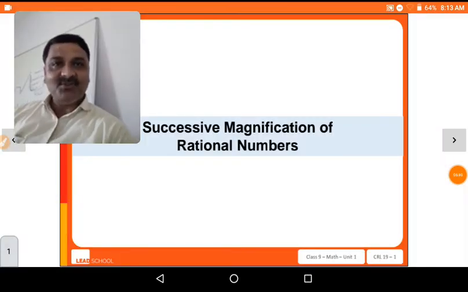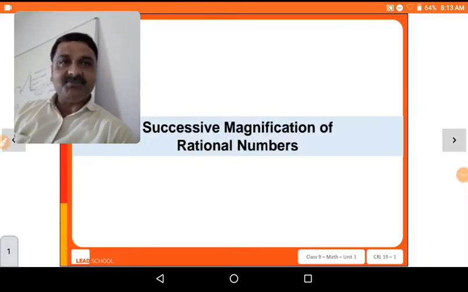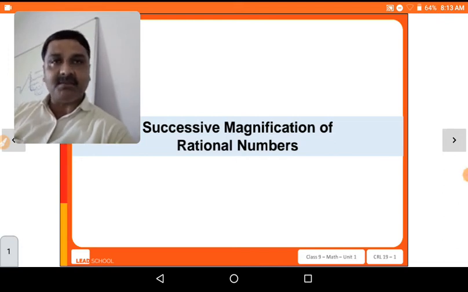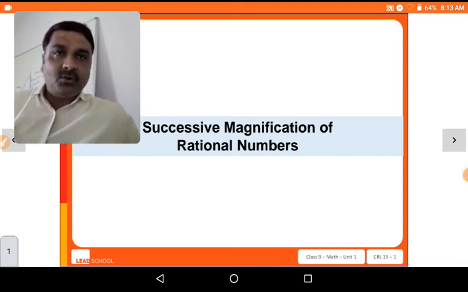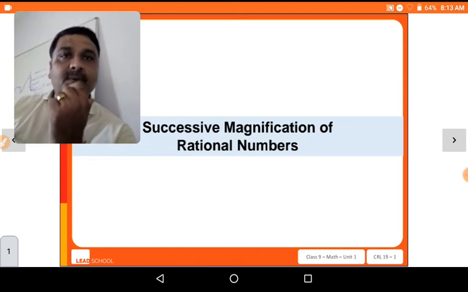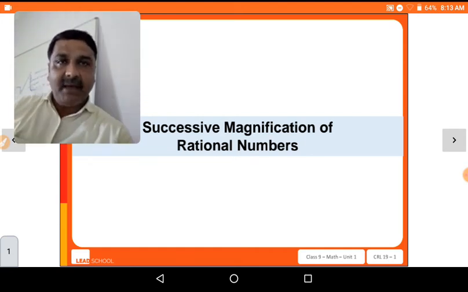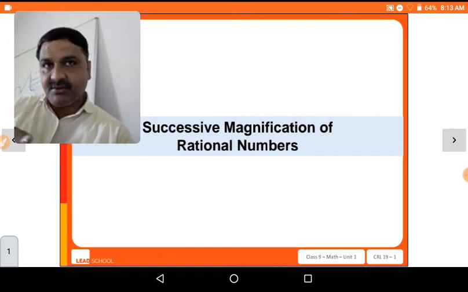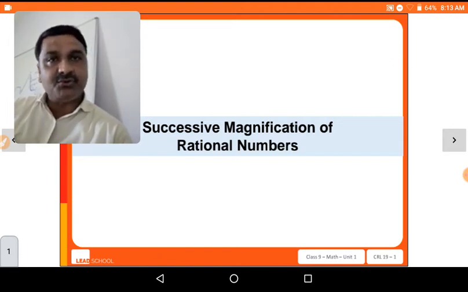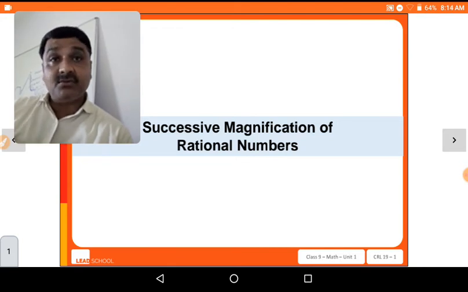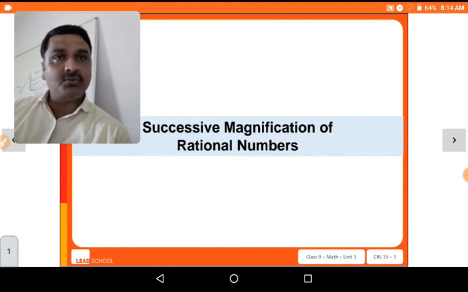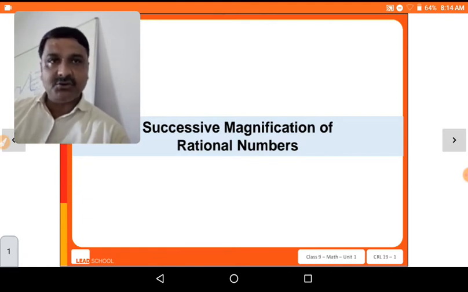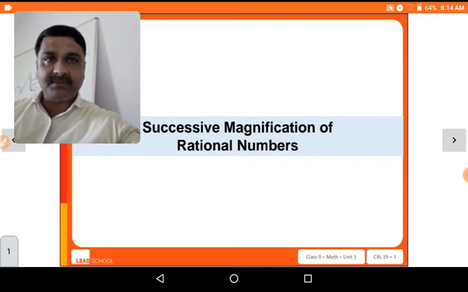So let us move on to the points of successive magnification of the rational numbers. We already looked at one point for the magnification method in this video, and watch it carefully because it's very useful to you. Once we have to represent any numbers, then how to find the inner number? That's why the successive magnification method is useful. So let us see how to represent it.